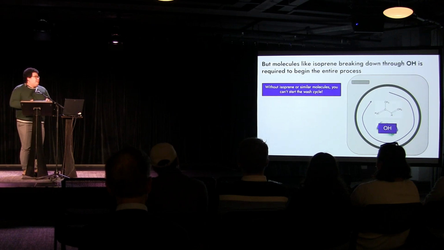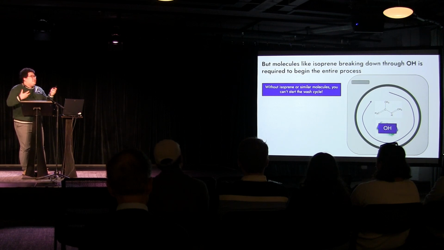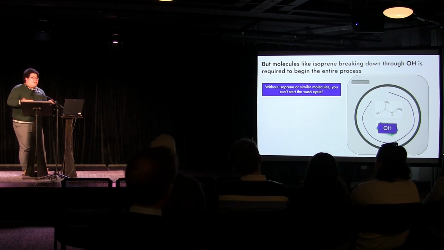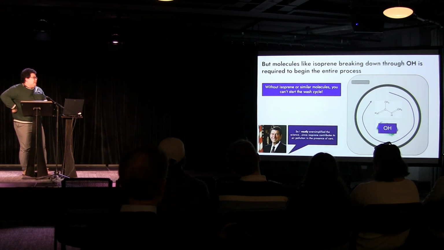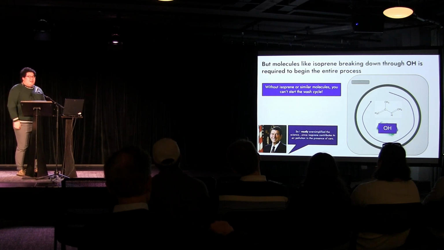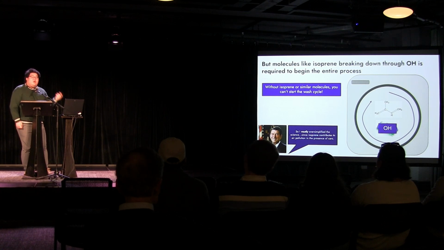But the most important thing is that molecules like isoprene, breaking down through this detergent, is what is required to begin the process. And so without these molecules like isoprene that are made from trees, you really can't start this wash cycle. And so looking back at Reagan's quote, that trees contribute more pollution than automobiles do, what we can say is that he vastly oversimplified the science, because isoprene alone doesn't contribute to pollution, but isoprene contributes to pollution in the presence of these cars, which are under our control, right? We have control over those.